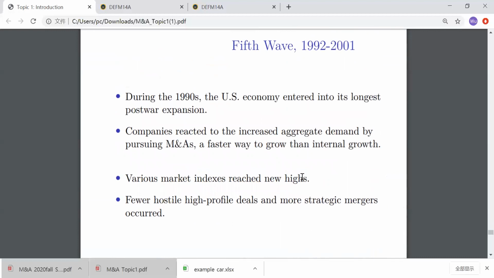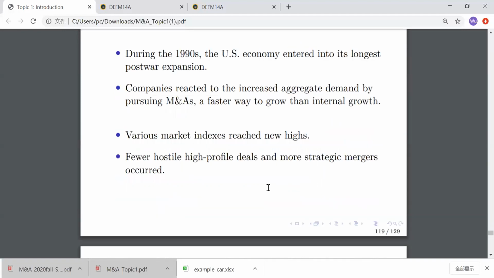Now the fifth wave, we might be familiar with this one, because this is driven by the internet bubble. During the 1990s, the U.S. economy entered the longest post-war expansion. Again, you can see economic expansion is a very powerful factor for driving merger waves. Companies reacted to the increasing aggregate demand by pursuing M&A. In this period, there were fewer hostile deals and more strategic mergers.